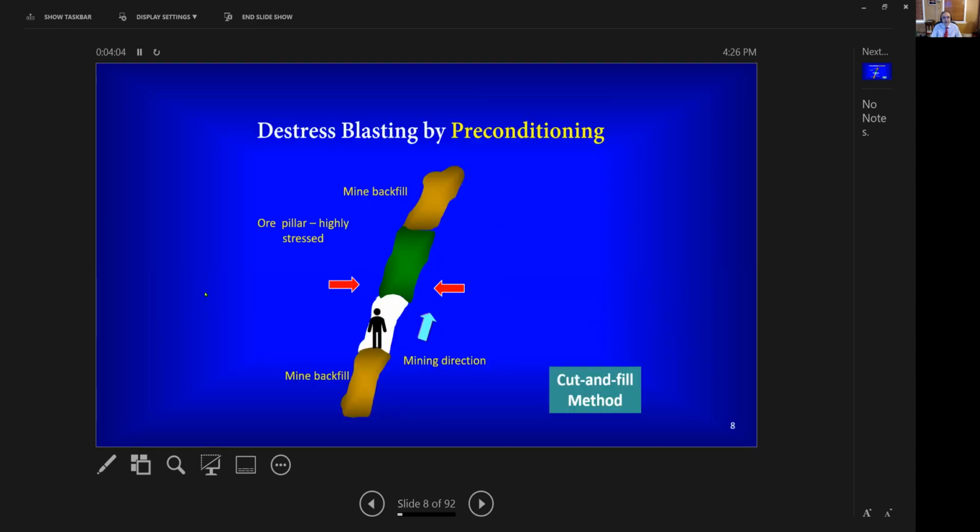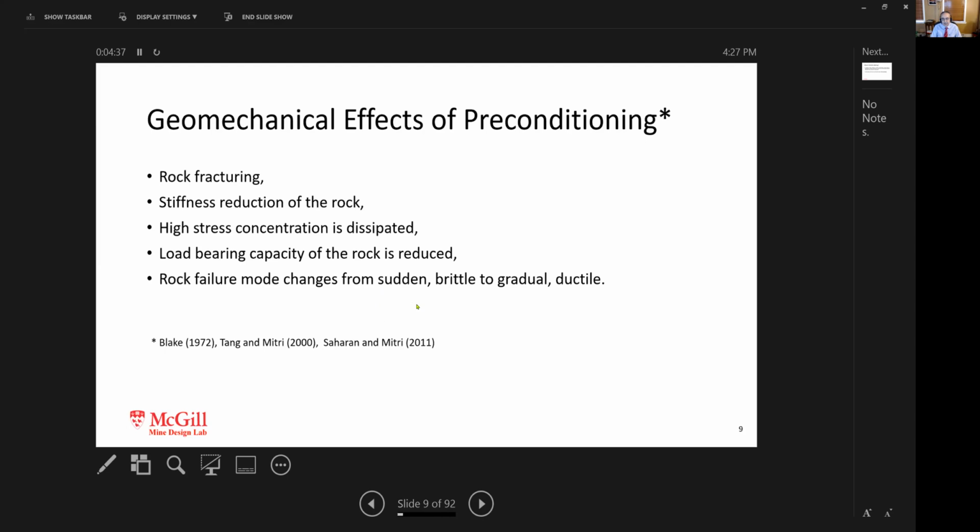And there are other applications for preconditioning, for example, in cut and fill mining, overhand cut and fill. You see this is a scenario here where the area in green represents the crown pillar, and the crown pillar is highly stressed with those straight arrows that you see here. So by drilling a few distress holes and loading them, you fracture the roof, and then the face can advance after the stress is relieved, and so on.